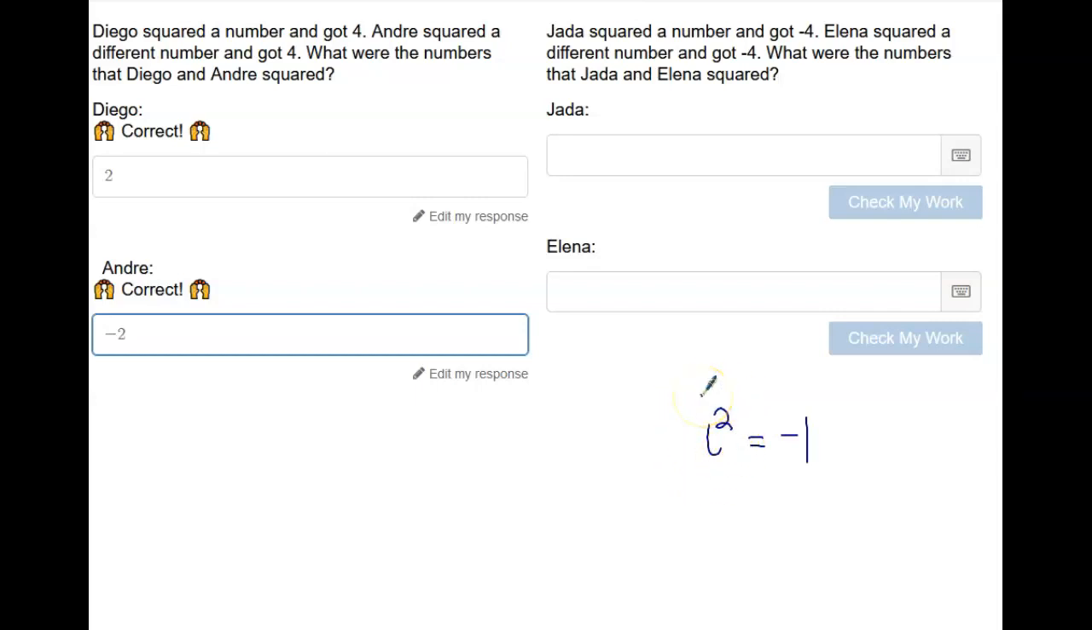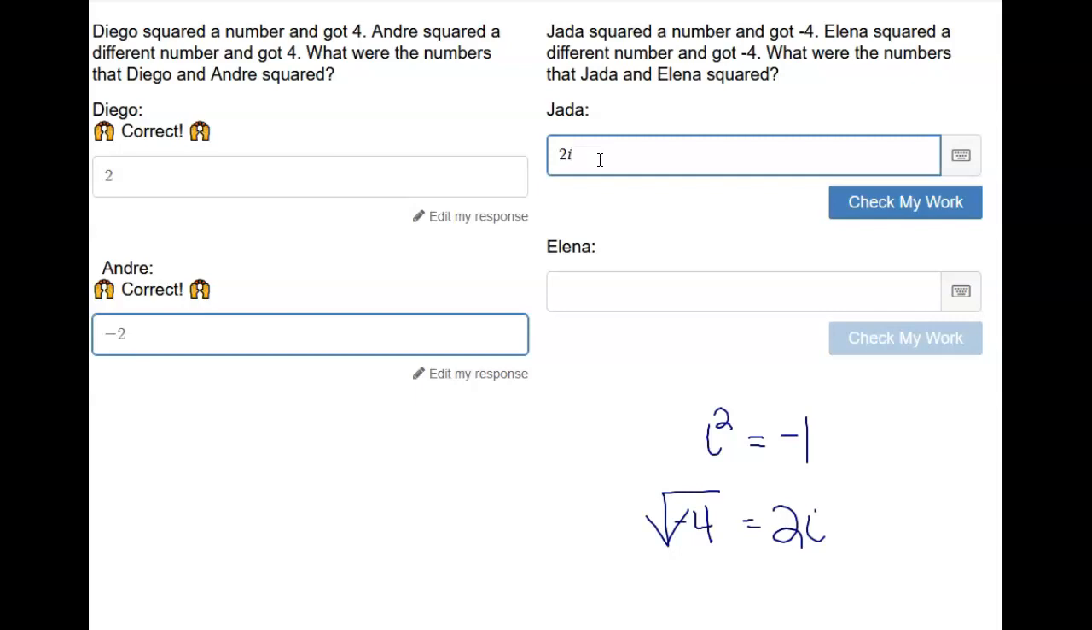And so I can think about taking the square root of negative 4. Well, remember, the square root of 4 is 2, and the square root of a negative number is i. So Jada could have done 2i.